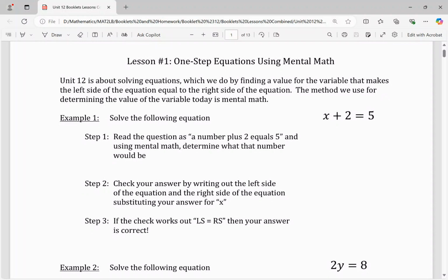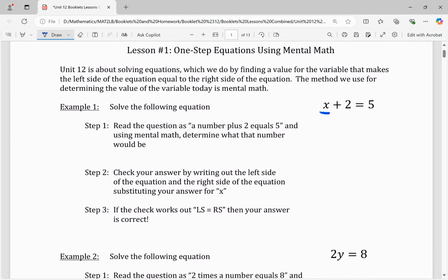So Unit 12 is all about solving equations, which we do by finding a value for a variable that makes the left-hand side of the equation equal to the right-hand side of the equation. The method we use for determining the value of the variable today is mental math. So what does that mean? This variable right here, x, as we have discussed before, is a number. We just don't know what that number is.